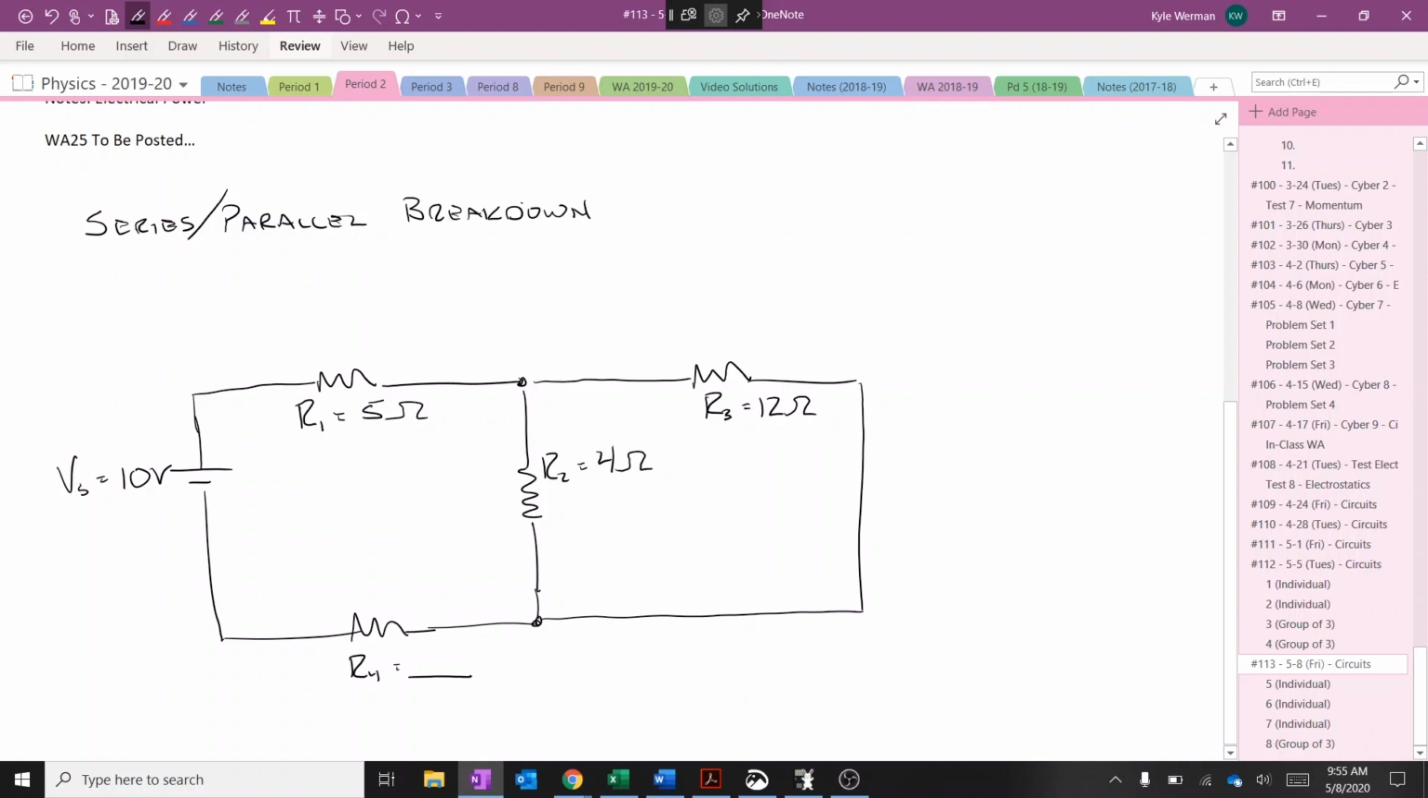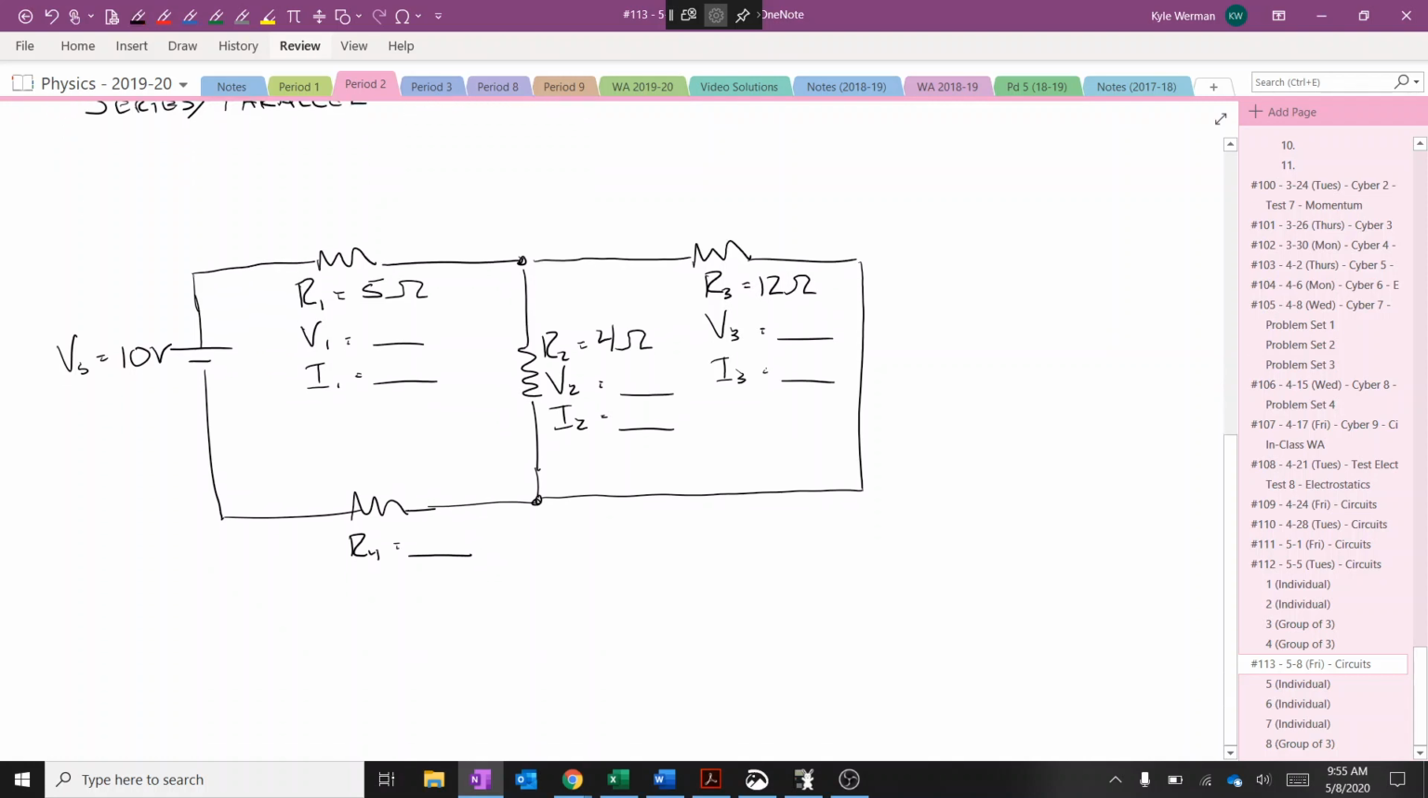All right, and then we got some other unknowns. We have V1 and I1, which we don't know. We have V2 and I2, which we don't know, and V3 and I3, which are also unknown. And V4 and I4 will be unknown as well.